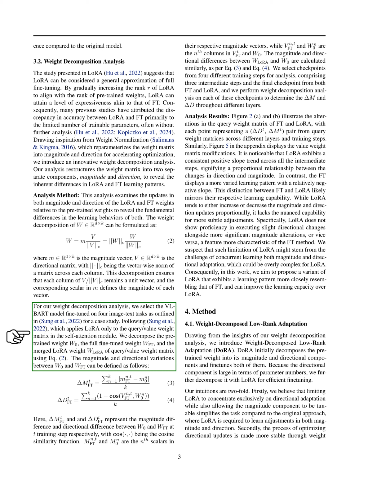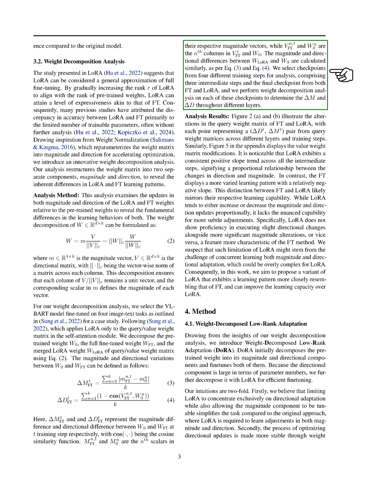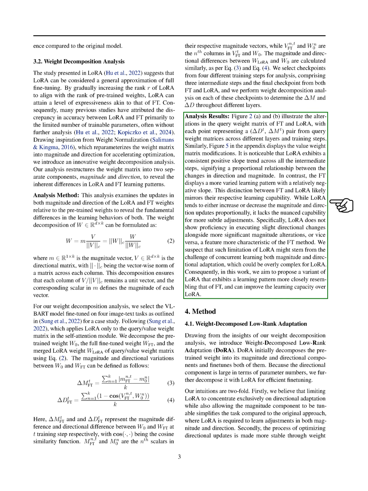For our analysis, we chose the VL-BART model fine-tuned on 4 image text tasks. We decompose the pre-trained weight, the fully fine-tuned weight, and the LoRA adjusted weight of the query value weight matrix. We then examine the changes in magnitude and direction at different training steps for both FT and LoRA. Our findings show that LoRA consistently exhibits a positive slope trend across all intermediate steps, indicating a proportional relationship between changes in direction and magnitude.